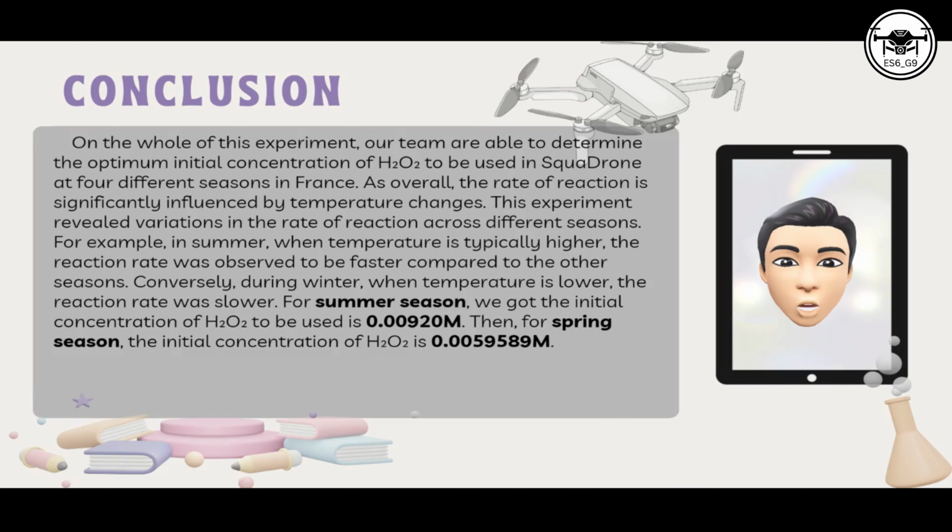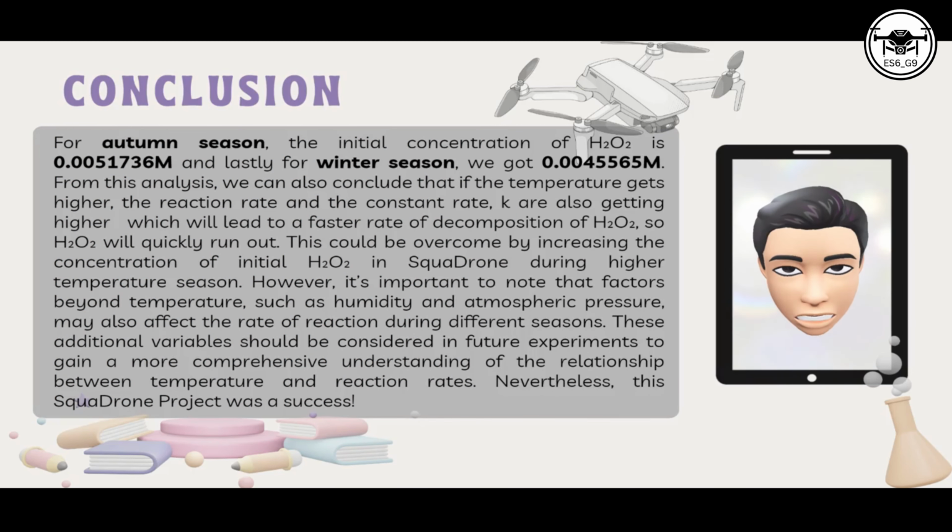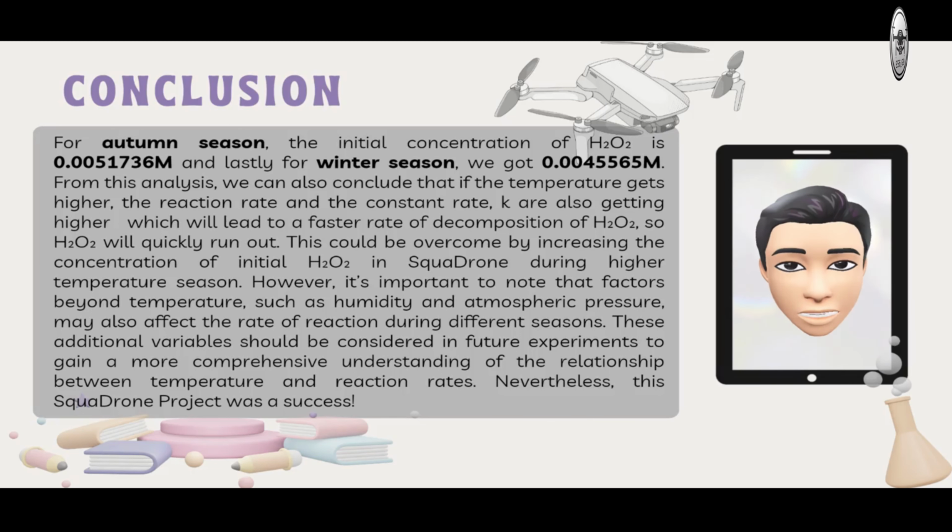For summer season, we got the initial concentration of hydrogen peroxide to be used as 0.00920 molarity. Then for spring season, the initial concentration of hydrogen peroxide is 0.0059589 molarity. For autumn season, the initial concentration of hydrogen peroxide is 0.0051736 molarity. And lastly, for winter season, we got 0.0045565 molarity.